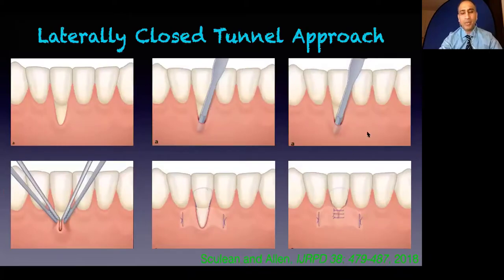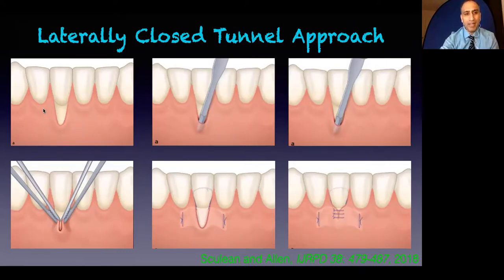Another technique that was popularized by Anton Sculean and Pat Allen, 2 very prominent periodontists, is what's called a laterally closed tunnel approach. You'll recall the double papilla technique, which I talked about, which was the creation of these 2 papillas that then get joined together. This is essentially a modification of that technique, except here you're not actually dissecting those papillae. You're leaving everything essentially intact by doing a tunnel approach.